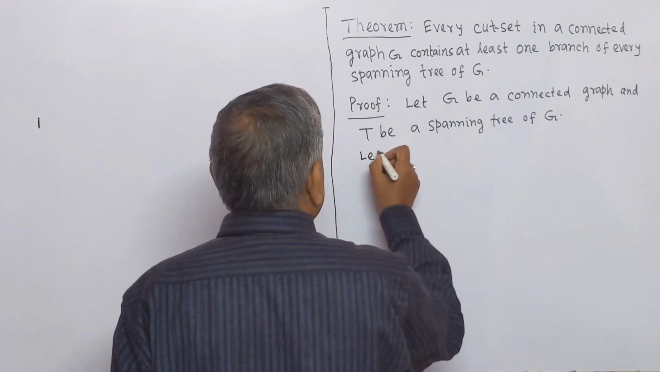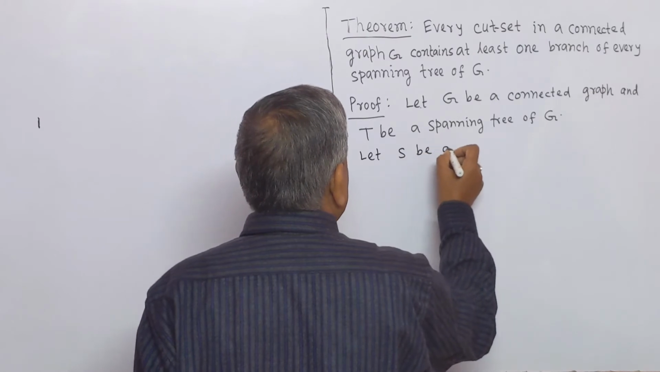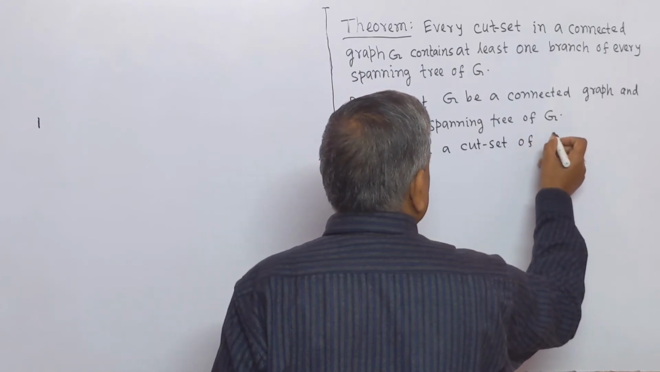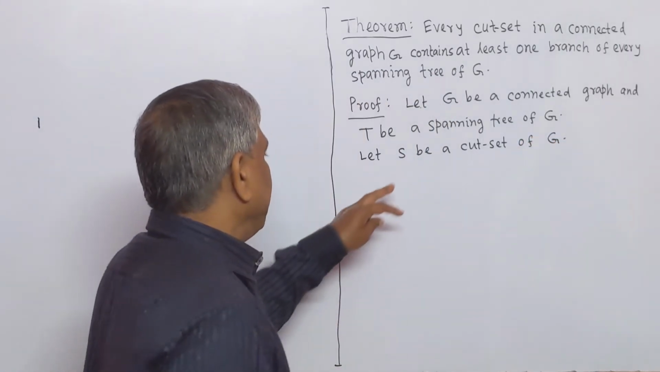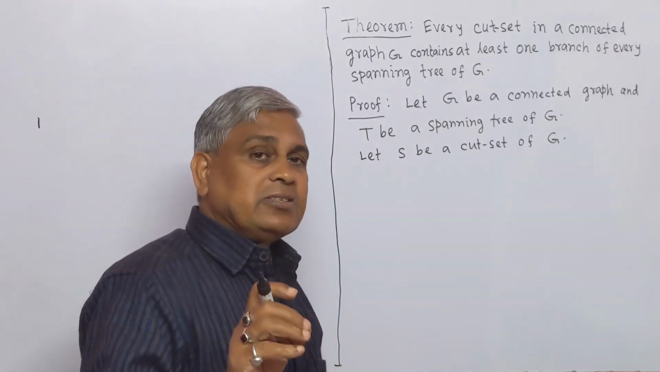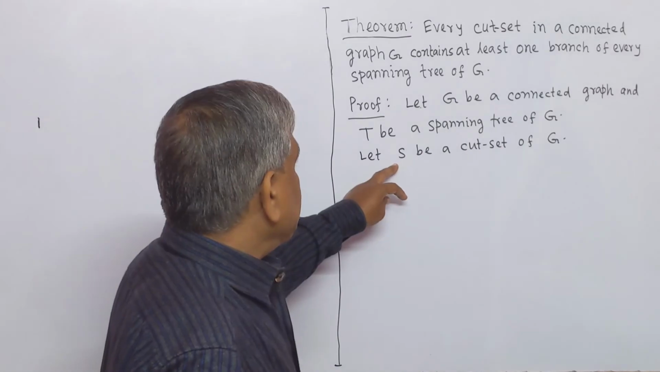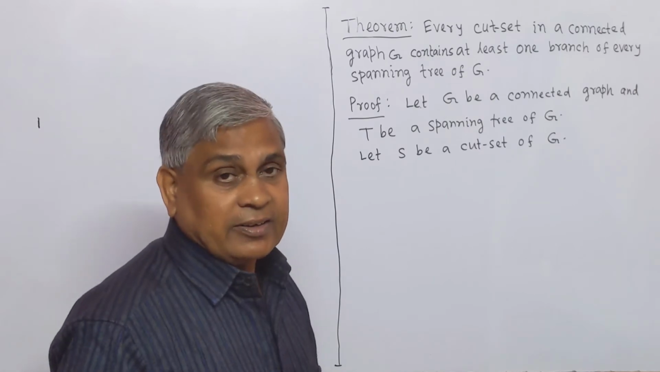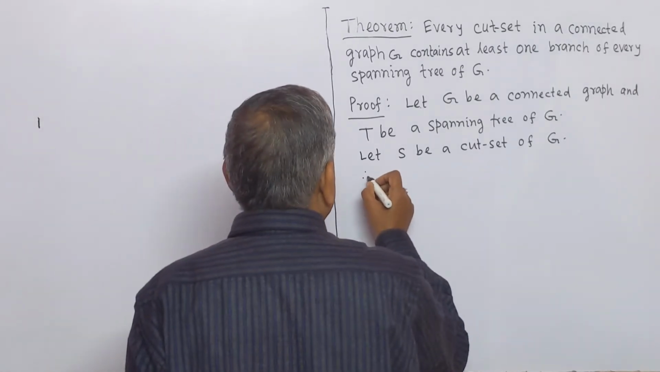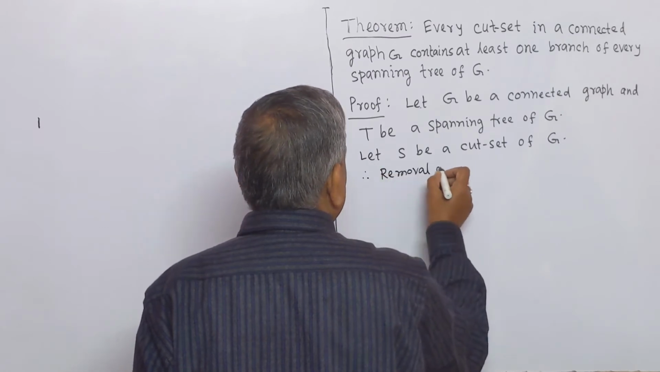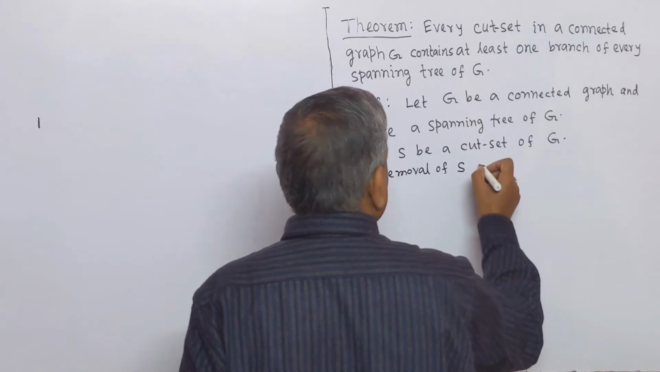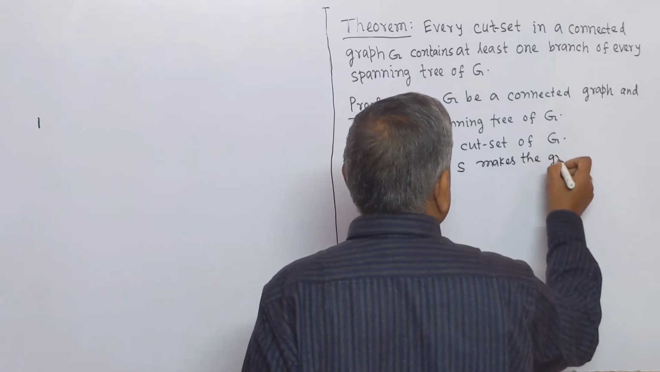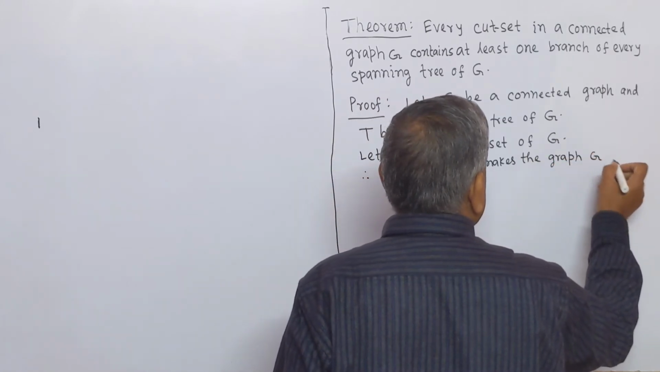Let S be a cut set of G. That means S be some collection of edges such that removal of these edges makes the graph disconnected. Therefore, removal of S makes the graph G disconnected.